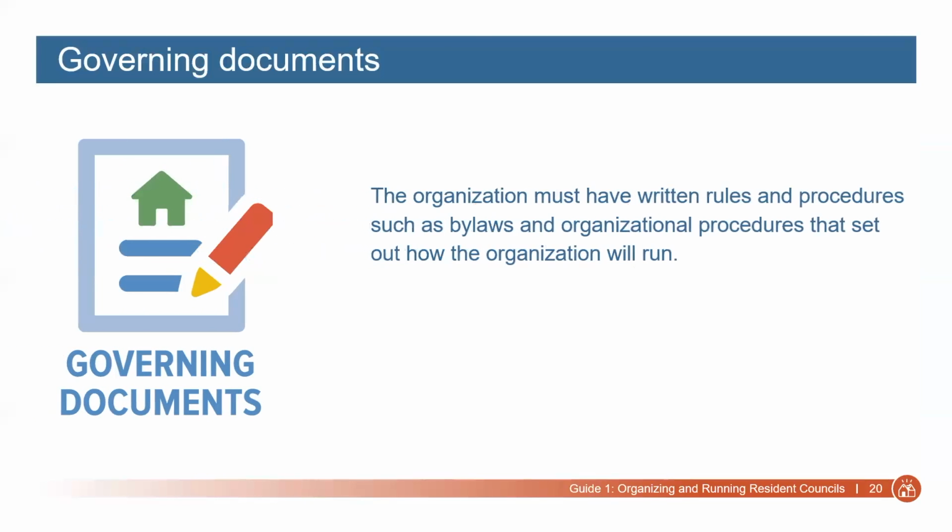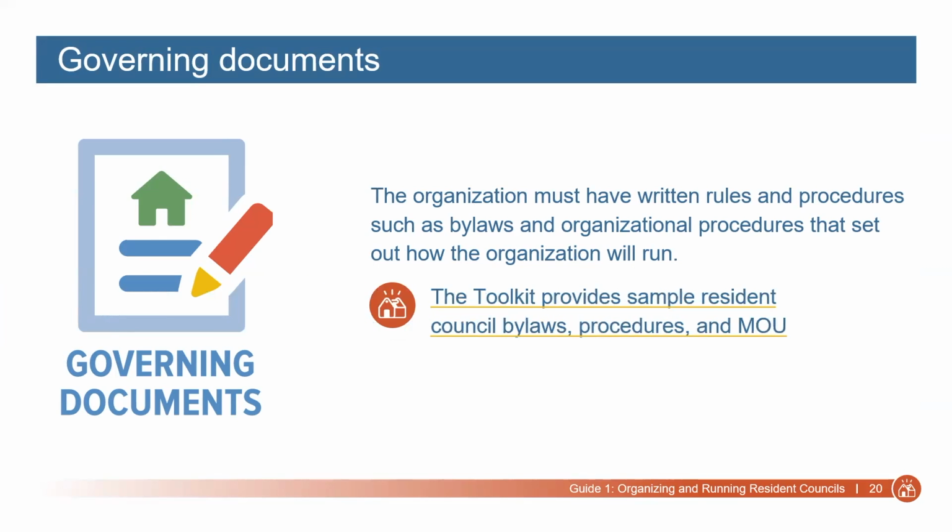Governing documents. The organization must have written rules and procedures such as bylaws or organizational procedures that set out how the organization will run. The Toolkit provides sample resident council bylaws, procedures, and an MOU.